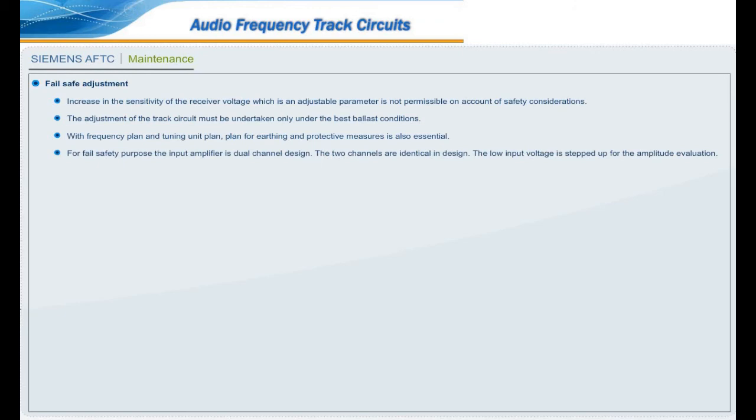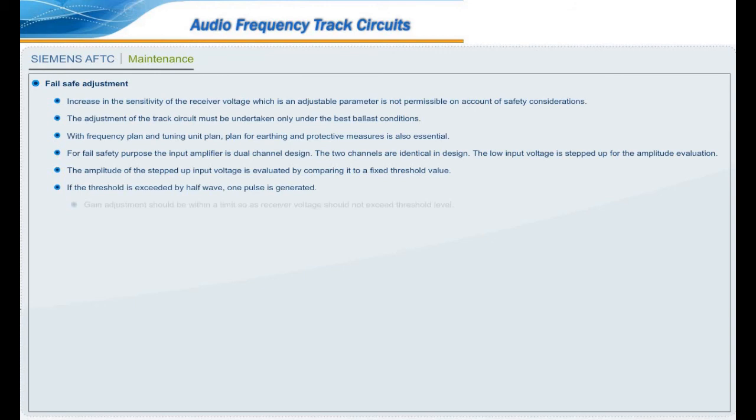For fail-safety purposes, the input amplifier is of dual-channel design. The two channels are identical in design. The low input voltage is stepped up for the amplitude evaluation. The amplitude of the stepped-up input voltage is evaluated by comparing it to a fixed threshold value. If the threshold is exceeded by a half wave, one pulse is generated.